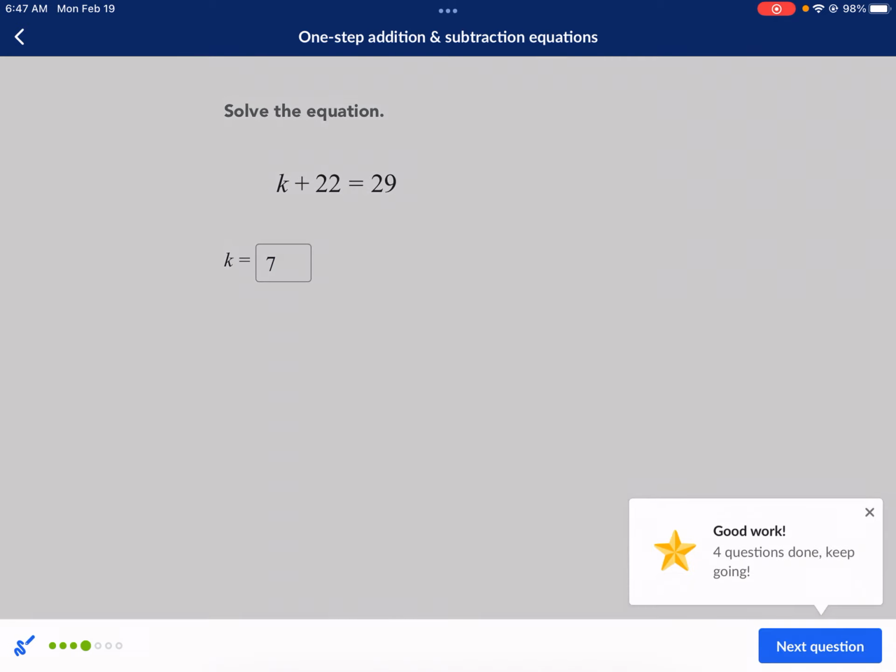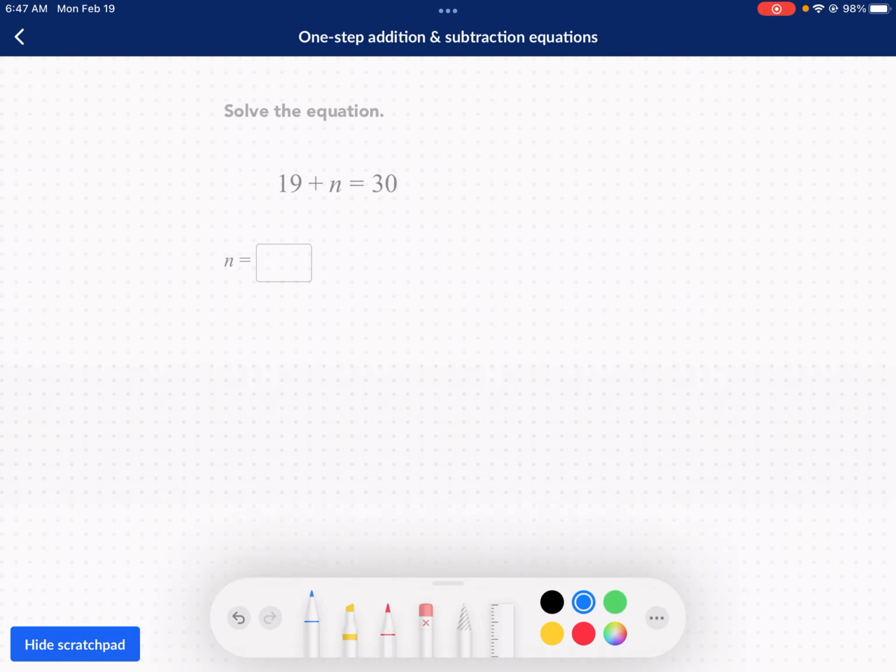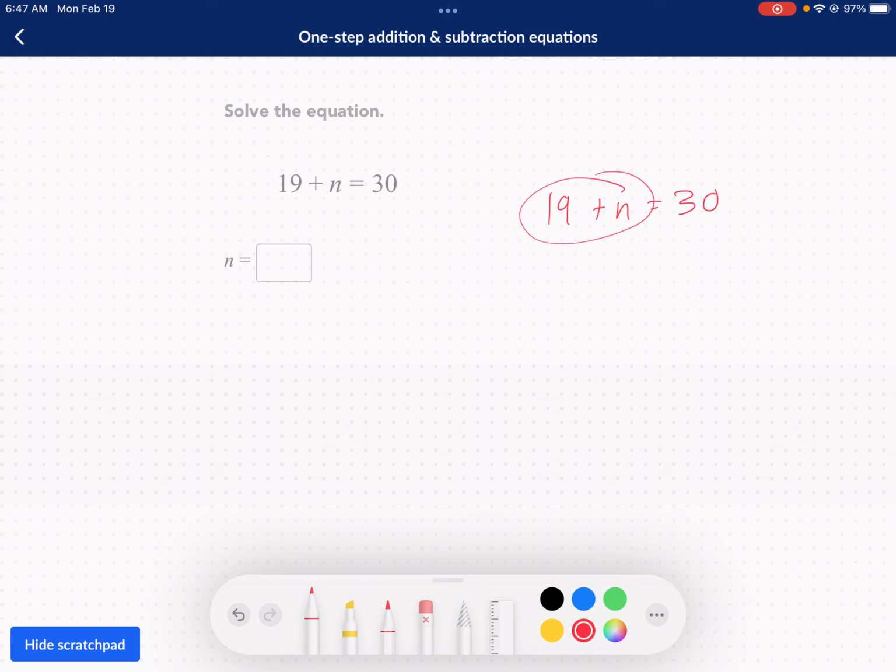Okay, I'm going to go quick on these last ones just because I think you guys got it. Once you understand the basic process, these are pretty simple. So I have 19 plus n equals 30. I notice that I'm adding 19 to n, so I need to subtract 19. See that? This is a positive 19 that we're adding there to n, so we need to subtract 19, and I get n equals 11 for my final answer.